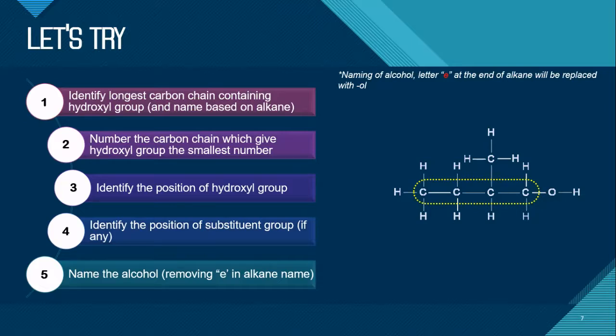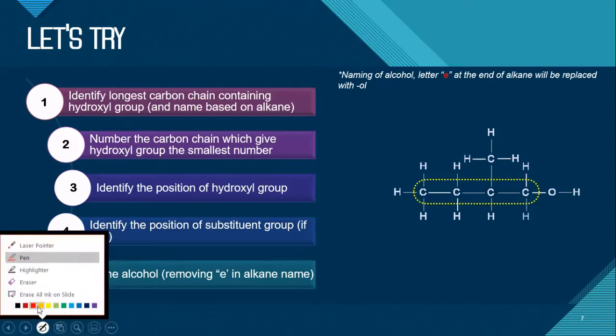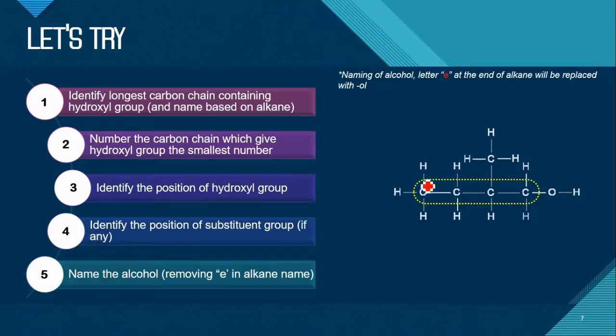You need to remember the longest carbon chain must include the functional group, because if you see from the slide here, the longest carbon chain can also be from here. But if you take the red section as your longest carbon chain, then it's wrong, because it does not include the functional group. That's why you need to choose the yellow part, because it should include the functional group in the chain. So we have 4, so it should be butane.